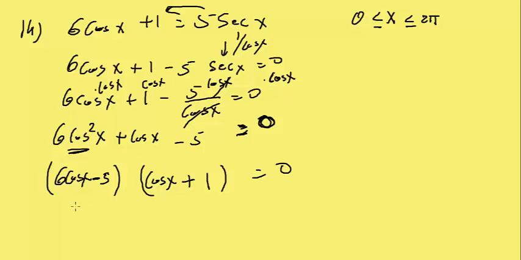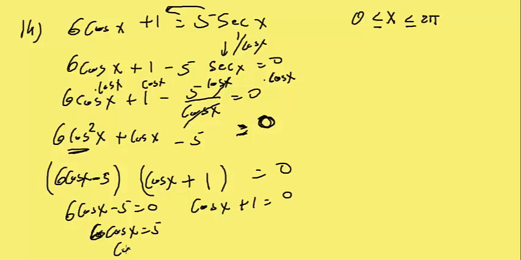So this is factored. I'm going to set each factor equal to 0: 6 cosine of x minus 5 is equal to 0, and cosine of x plus 1 is equal to 0. Solving for cosine, I get 6 cosine of x is equal to 5, so cosine of x is 5 over 6. In the other one, cosine of x is equal to negative 1. So far, so good.